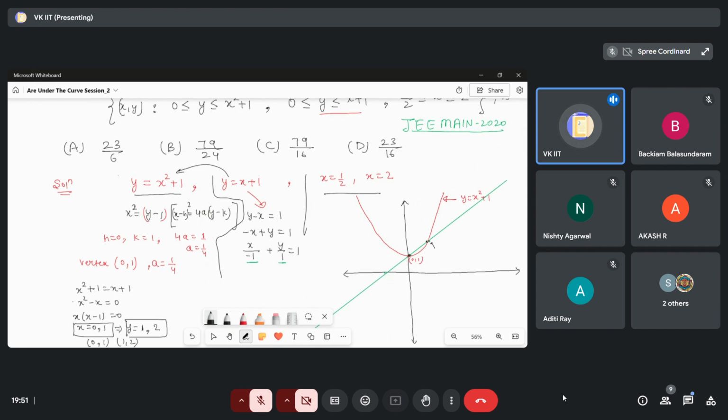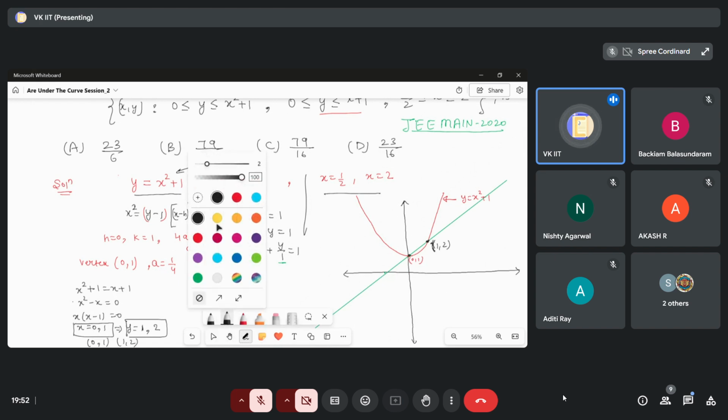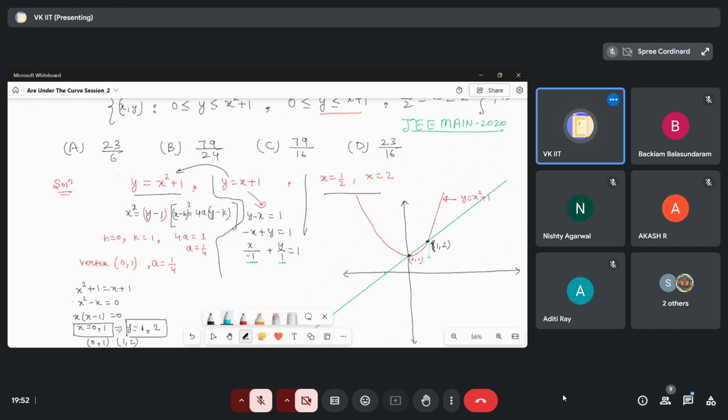So 0 comma 1, we already know. This point should be 1 comma 2. Okay. We have to draw two vertical lines, that is x is equal to 1 by 2 and x is equal to 2. So x is equal to 2 will pass from here only. This is a vertical line, x is equal to 2. Okay, 1 by 2 will be from where? The half portion of this. The half portion will be somewhere here, let's say.